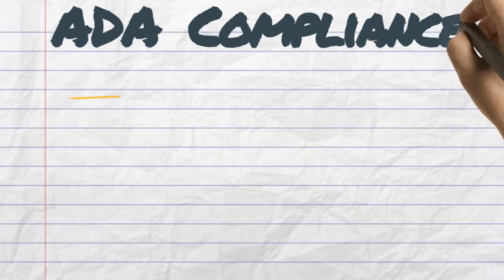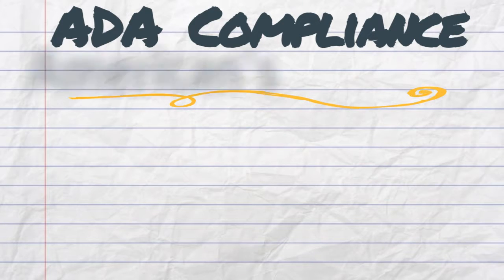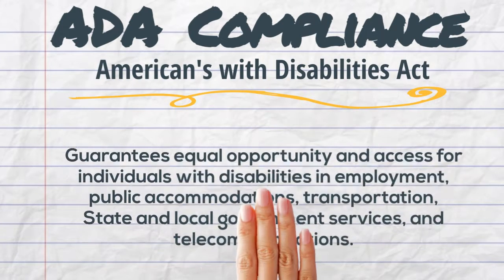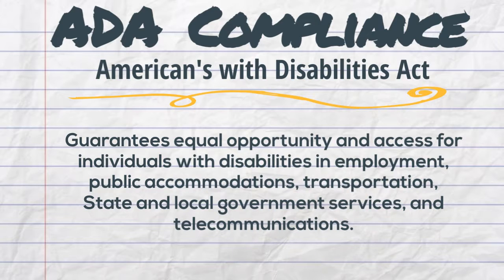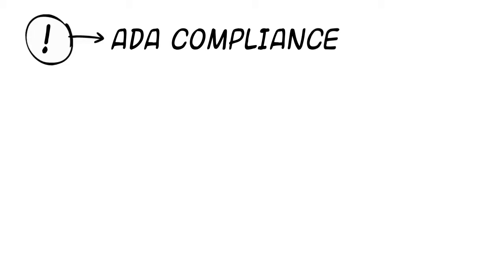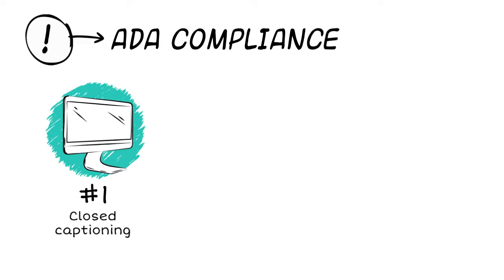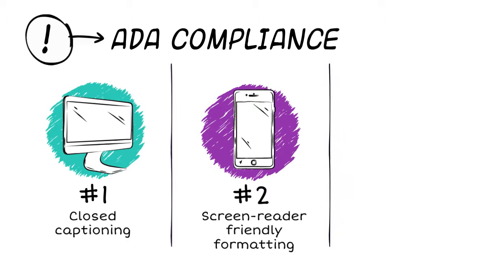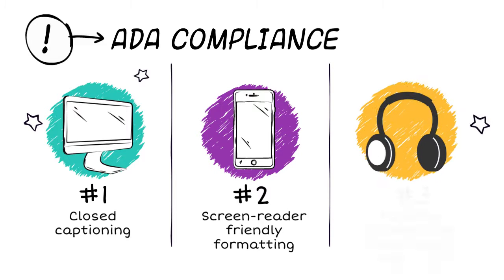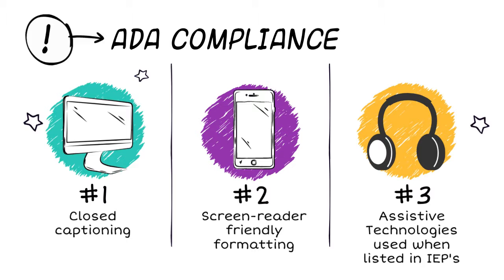Let's end with a brief look at ADA compliance, the Americans with Disabilities Act. This act guarantees equal opportunity and access for individuals with disability in employment, public accommodations, transportation, state and local government services like schools, and telecommunications. There are 3 areas teachers using technology can begin to think about in terms of ADA compliance. First of all, closed captions for videos, screen reader-friendly formatting, and for students with IEPs that have it listed in there, are they using their assistive technologies?